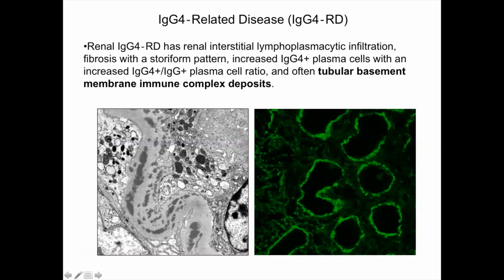And on EM, we might see immune complex deposits, electron dense deposits in the tubular basement membrane. This is a tubule, okay? We have the epithelial cell here of the tubule, and on IgG and C3 we might see granular immune complex deposition.